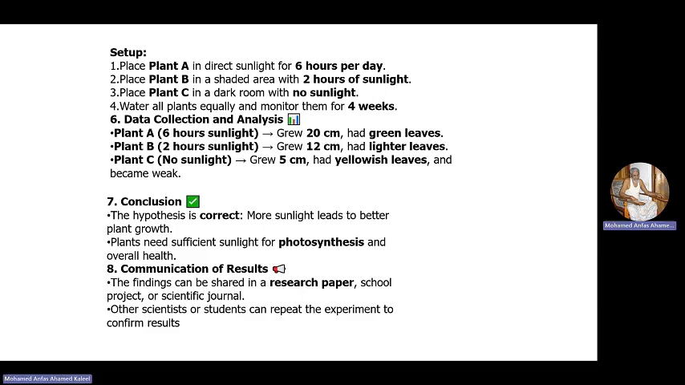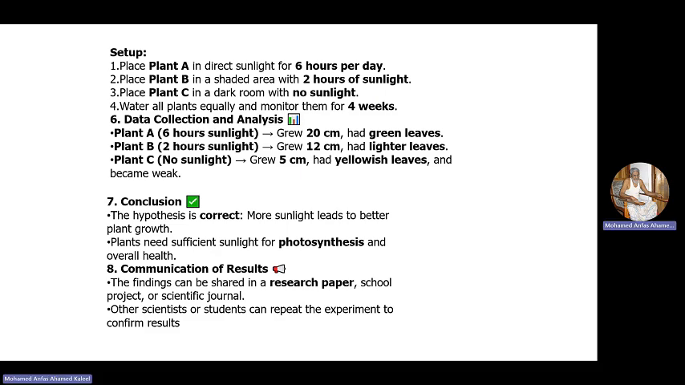We water all plants equally and monitor them for 4 weeks. So here we are changing the independent variable, and we are going to check the dependent variable. We are changing the independent variable in a controlled manner, by a controlled experiment. For that, we water all plants equally and monitor them for 4 weeks.